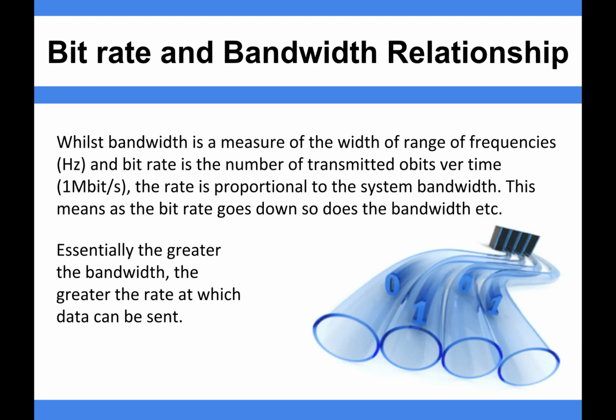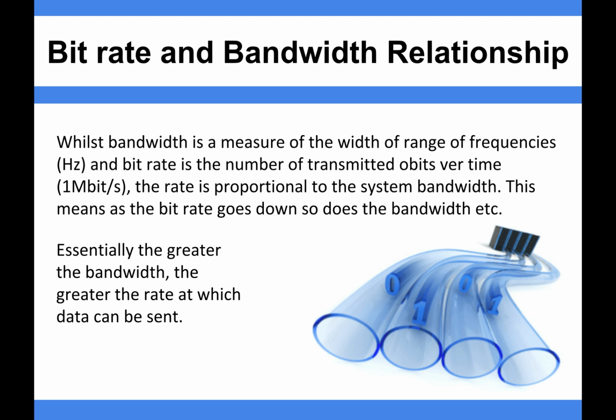Now, whilst bandwidth is a measure of the width, the range of frequencies on a specific medium, the bit rate is the number of transmitted bits over a specific amount of time. Now, the rate is proportional to the bandwidth. What I mean by that is, if the bandwidth goes down, the bit rate's going to go down. If the bit rate goes up, that means the bandwidth's gone up.